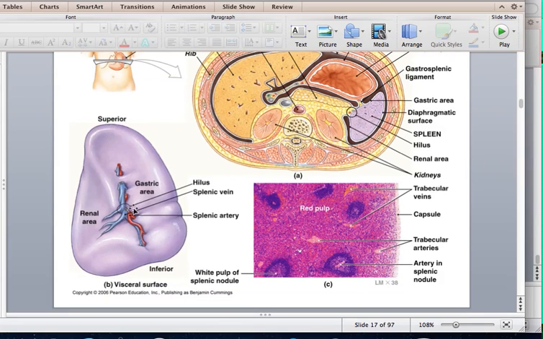There's a picture of the spleen and the blood vessels coming into the spleen. The red one is the splenic artery, and the blue is the splenic vein. And this is just a microscopic image showing you that it's got a capsule, and it has some different parts which we're not going to talk about right now.